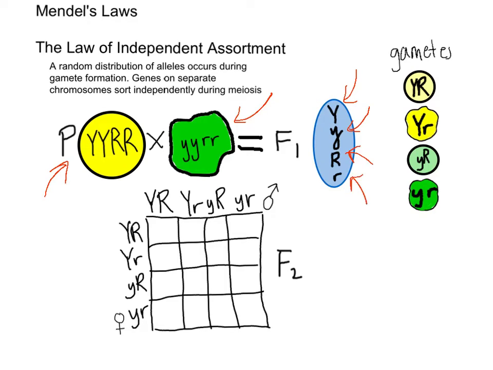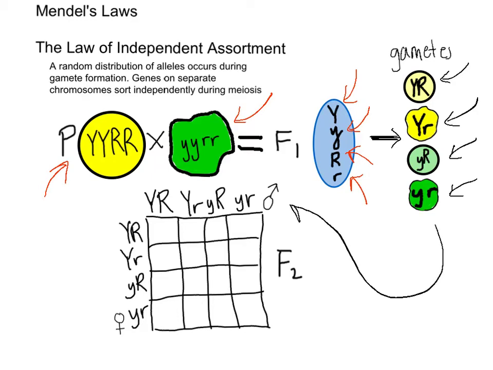Now, when this guy goes to the next generation, it's going to make its gametes. It's going to make 4 different gametes, each of which have either of the alleles. So for here, you can see this is big Y, big R, big Y, little r, little y, big R, and little y, little r. All of these gametes then go on to be placed into my dihybrid cross square in order to determine what the F2 generation, the generation after this one, would look like.